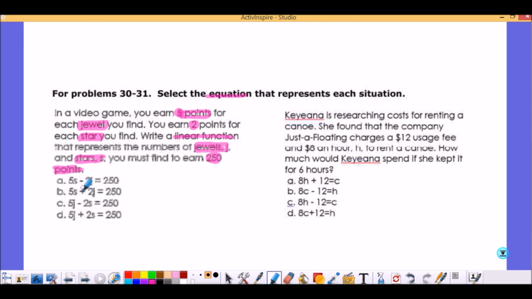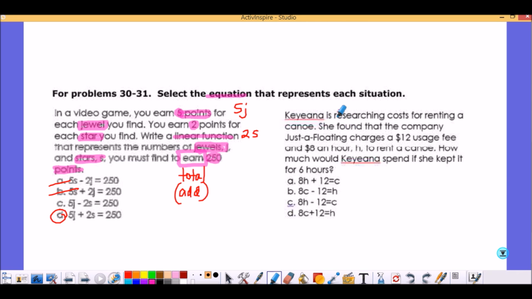Alright, so let's take a look at which multiple choice answer best describes this. So we've highlighted 5 points for every jewel, which is J. So I know I need 5J. So I know answer choice A and B are out. And then I know my stars are 2 points, so that would be 2S, which answer choice C and D both have. But now it says, how much do I need to earn them? So that means I'm looking for a total. So the best answer choice would be answer choice D, because total means to add or to earn all of them up to 250. So my answer choice is D.